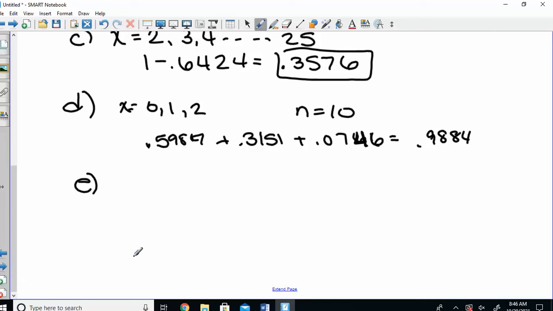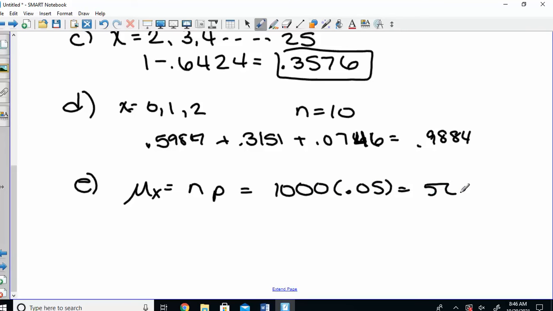Part E. In a random sample of 1,000 ER visitors, how many are expected to die within the next year? Expected value. When I say expected value, what am I talking about? The mean. Okay, this is binomial. So if you look at your formula sheet, in a binomial distribution, mean is just n times p. So we are talking about 1,000 visitors, so my n is 1,000. We want the probability that they die, which was 0.05, and we get 50.